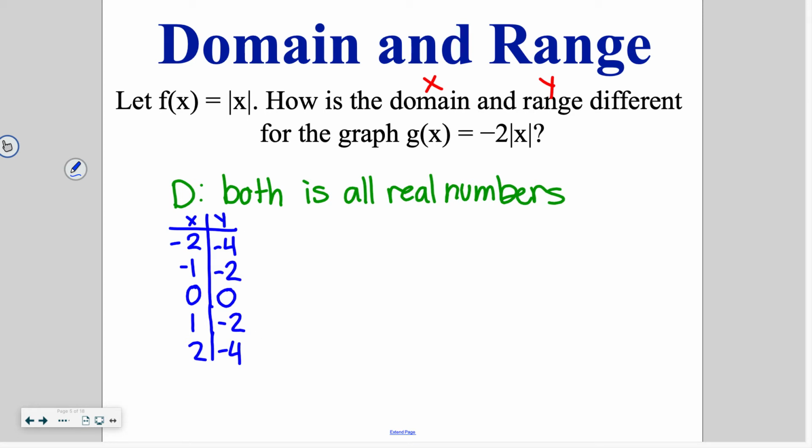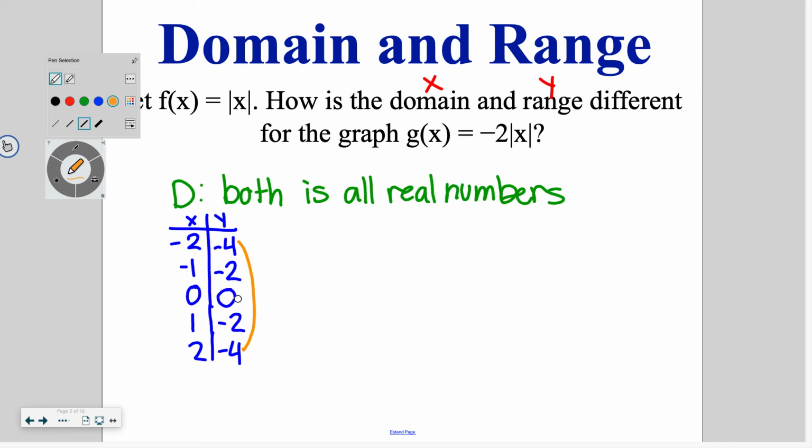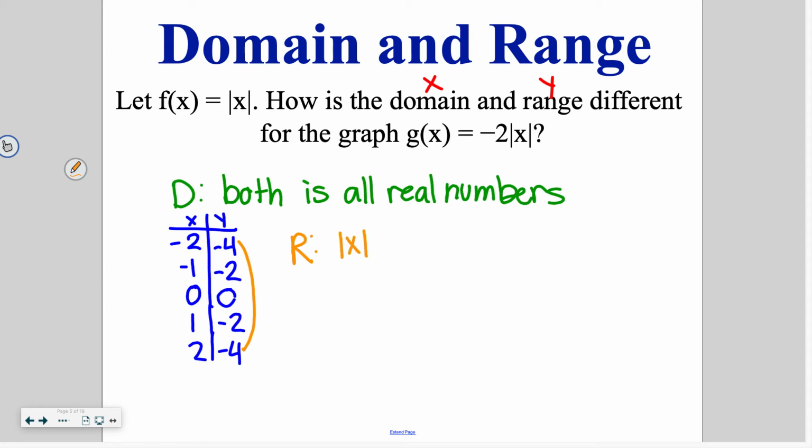So looking at these range values, these y pieces, 0 is now my highest point. So the range changes with this one. So our domain, we can still plug in any number, but for the range, the absolute value of x is y is greater than or equal to 0, whereas negative 2 absolute value of x is y has to be less than or equal to 0.